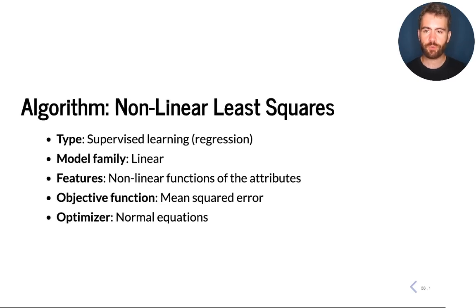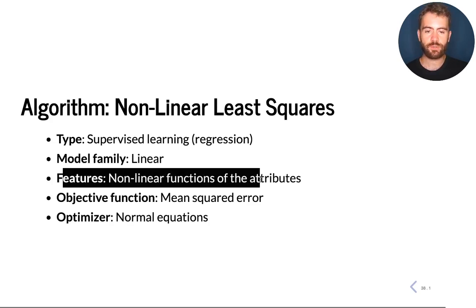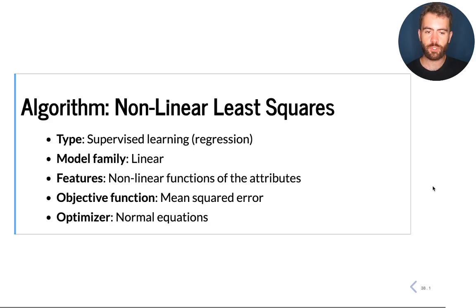All right, so finally, I want to conclude this lecture by just summarizing an extension of ordinary least squares that allows us to work with nonlinear features. This algorithm is called nonlinear least squares, and it's an instance of regression and supervised learning. The model family is still linear, but now we are using features which are nonlinear functions of the raw attributes. And these models are usually optimized using the normal equations, which find the solution that minimizes the mean squared error. All right, so this concludes lecture 3.